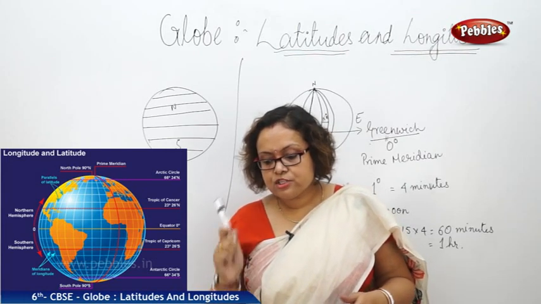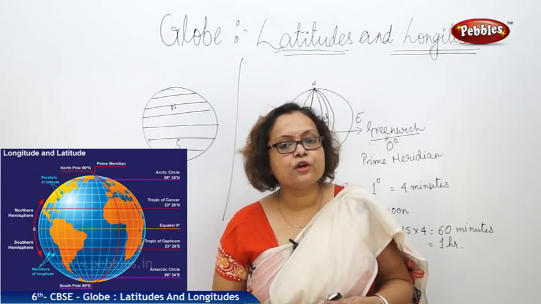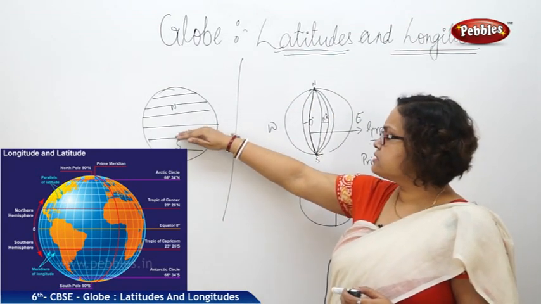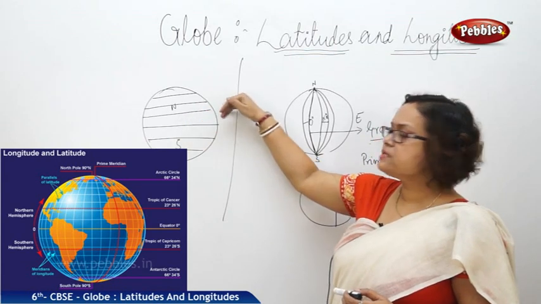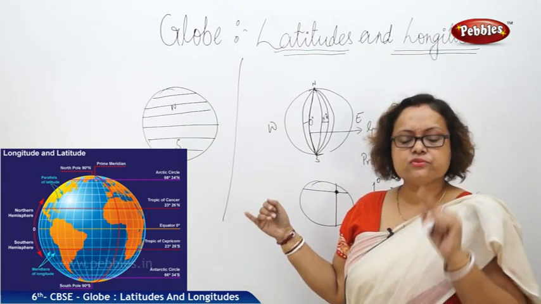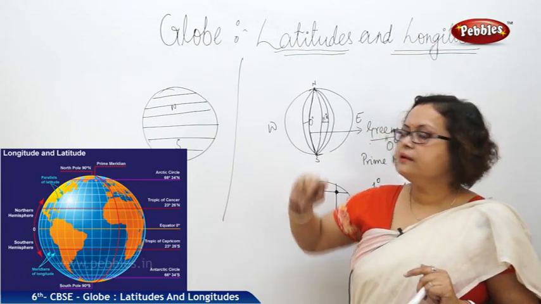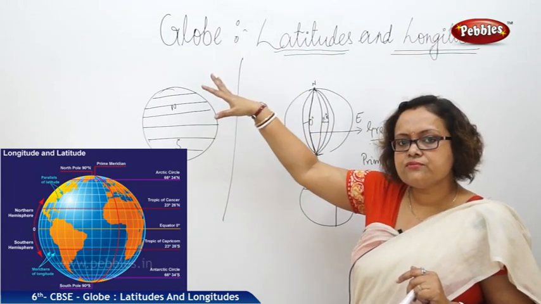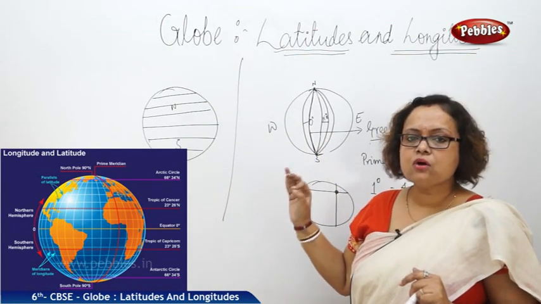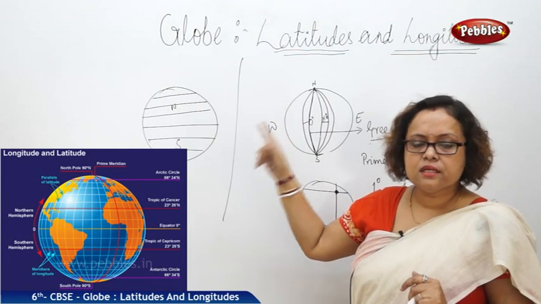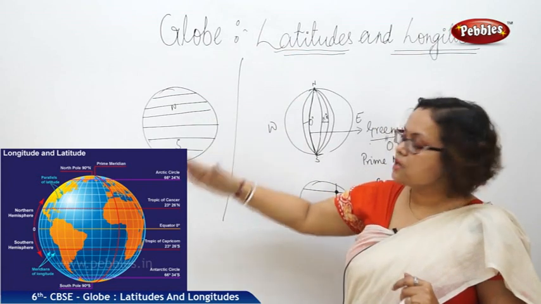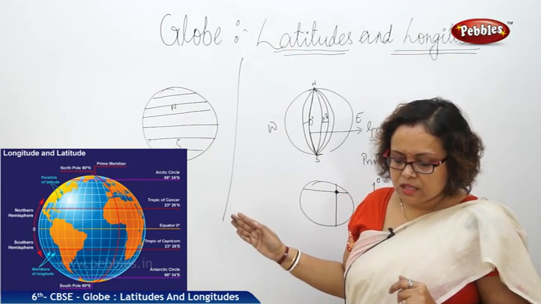What is latitude, and what is the latitude value for the Tropic of Cancer? We know that the prime one is the equator. Tropic of Cancer is at 23.5 degrees north. Tropic of Capricorn is 23.5 degrees south. Then Arctic Circle is 66.5 degrees north, Antarctic Circle 66.5 degrees south. North Pole is 90 degrees north and South Pole is 90 degrees south.